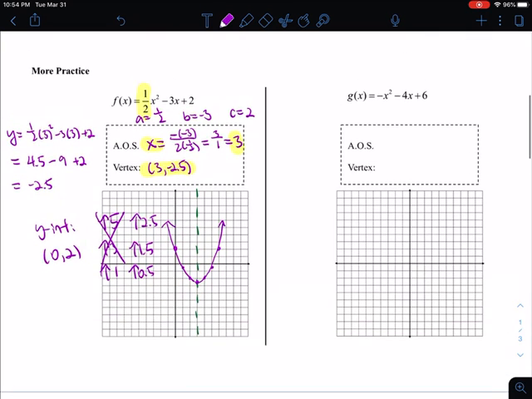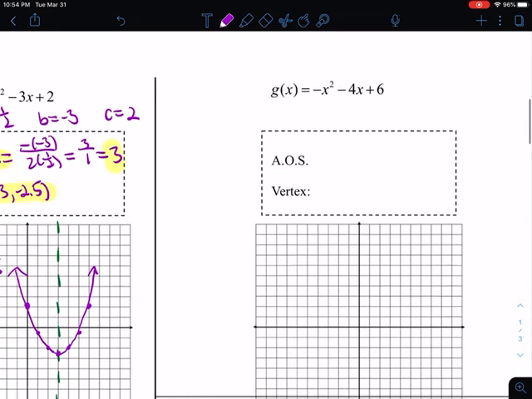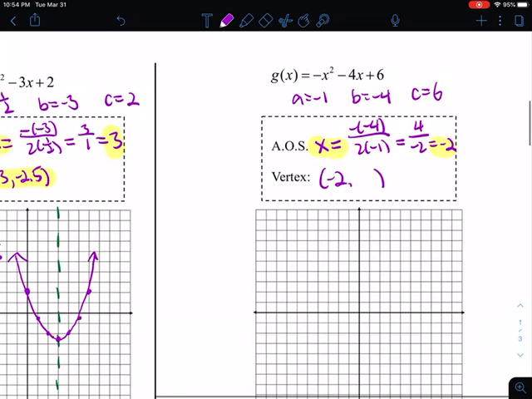Okay, so again, should be pretty similar to the other forms. And then let's just quickly do one more for example. So a is -1, b is -4, c is 6. So negative b, which is -4, over 2a. So that's +4 over -2. So -2. So that tells us my x value is -2 for the vertex.